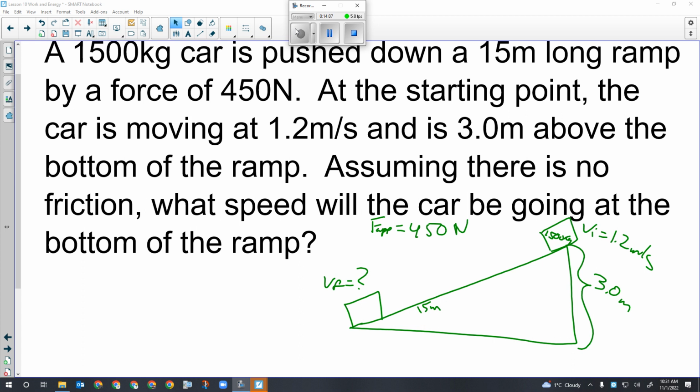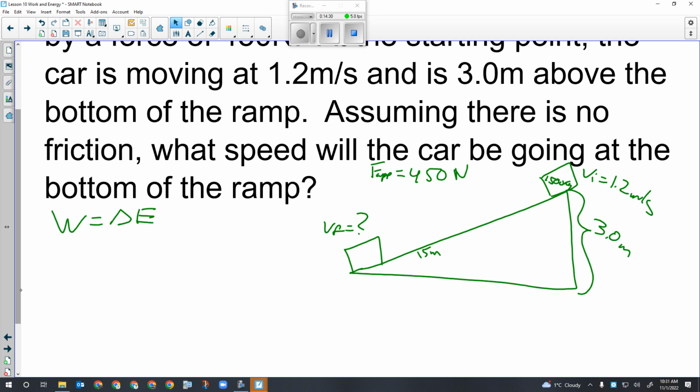But in addition to that, there's work being done by the 450 newtons worth of force over a 15-meter long ramp. So what I want to do is set up my work energy theorem and say that work is a change in mechanical energy. I'm going to start out small, and I'm going to expand this thing out. So that work can be calculated by going force times distance. I know the force, it's 450. I know the distance, it's 15. So I'm good there. I've got those two numbers.